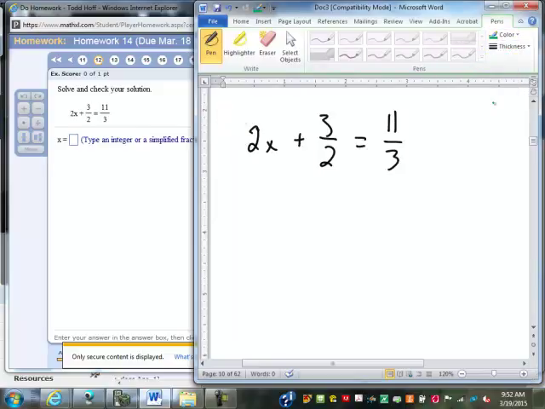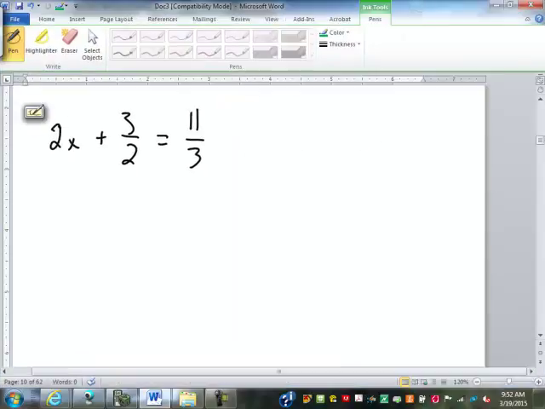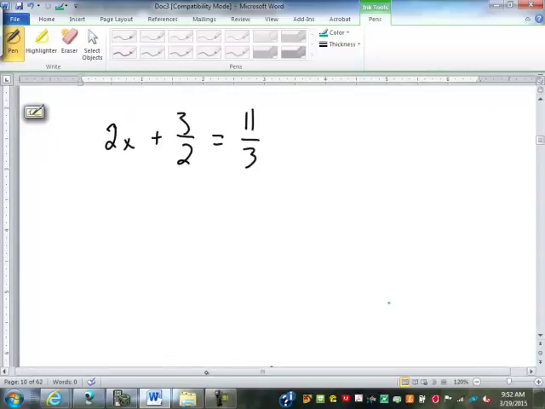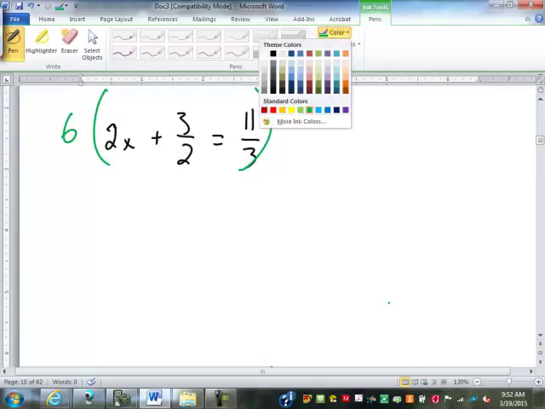If I were just going to solve this with fractions, I would convert those improper fractions, the 3 halves and the 11 thirds, into mixed numbers, and I would do my subtraction, division, whatever. If I wanted to just get rid of them using the common denominator, I would leave them as they are and go that route. What would the common denominator of 2 and 3 be? 6. So I'm just going to use a common denominator to get rid of the fractions. I would multiply this whole thing by 6. Always multiply by the common denominator.